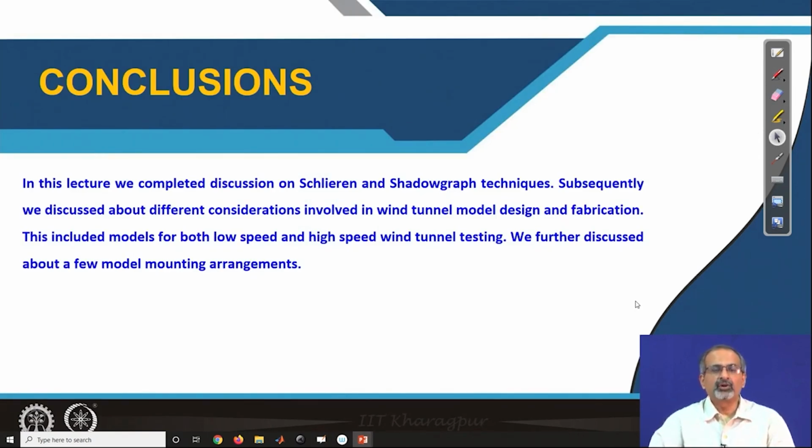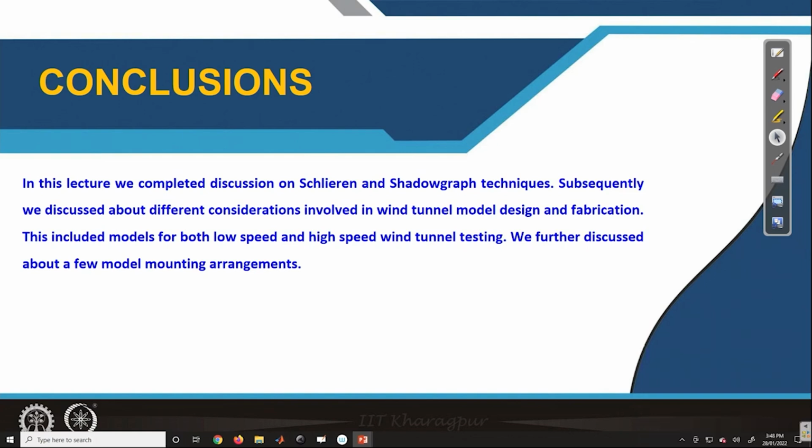So in this lecture, what all did we cover? We completed our discussion on Schlieren and Shadowgraph techniques, and subsequently we discussed different considerations involved in wind tunnel model design and fabrication, and this included models both for low speed and high speed wind tunnel testing. And finally, we also looked at a few model mounting arrangements. Thank you.